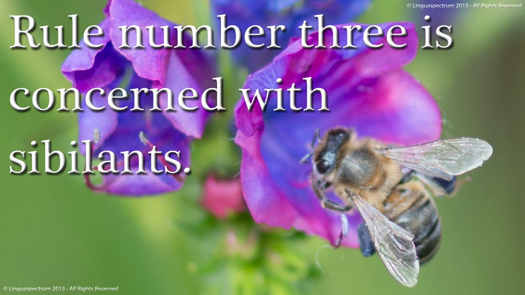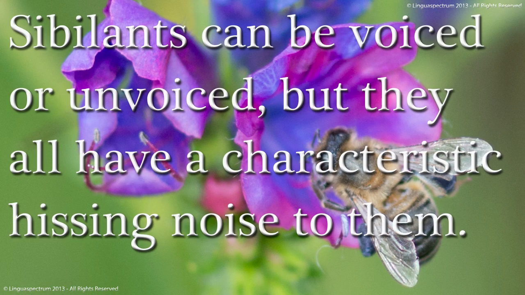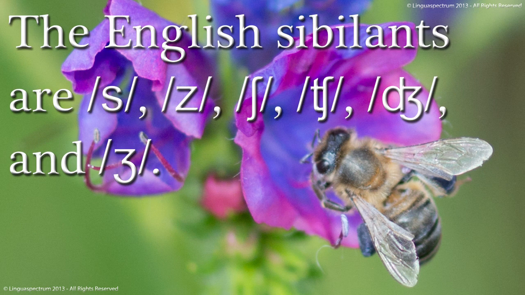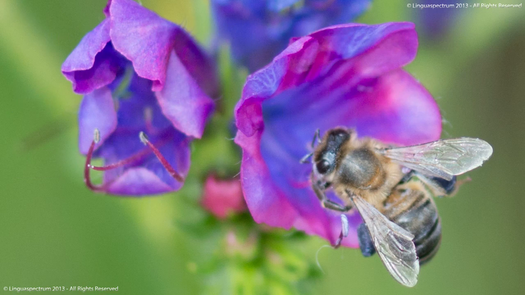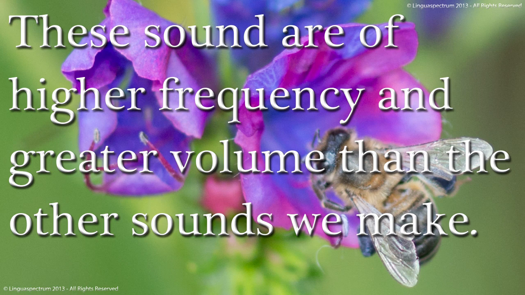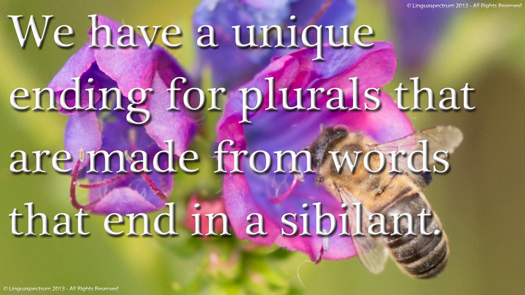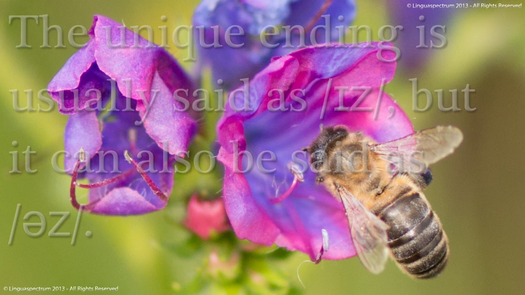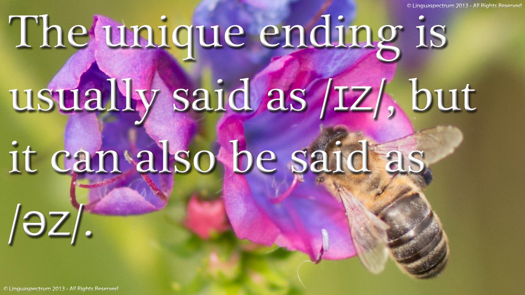Rule number 3 is concerned with sibilants. Sibilants can be voiced or unvoiced, but they all have a characteristic hissing noise to them. The English sibilants are s, z, sh, ch, j, and j. These sounds are of higher frequency and greater volume than the other sounds we make. We have a unique ending for plurals that are made from words that end in a sibilant. The unique ending is usually said as is, but it can also be said as us.